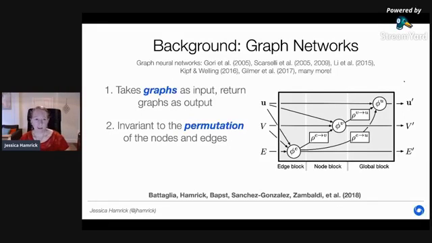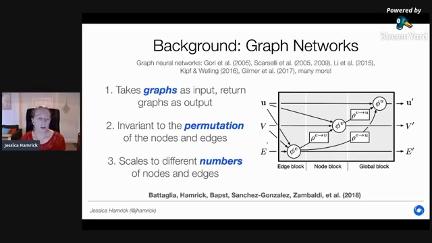The graph network is invariant to the permutation of the nodes and edges, so it doesn't matter what order you pass in the nodes or what order you pass in the edges, it's always going to give you the same answer. The reason for that is that it does a lot of local computations over the individual nodes and edges and doesn't process the graph necessarily as a whole. So you can think of it as sort of like convolutions, but generalized to the graphical setting.